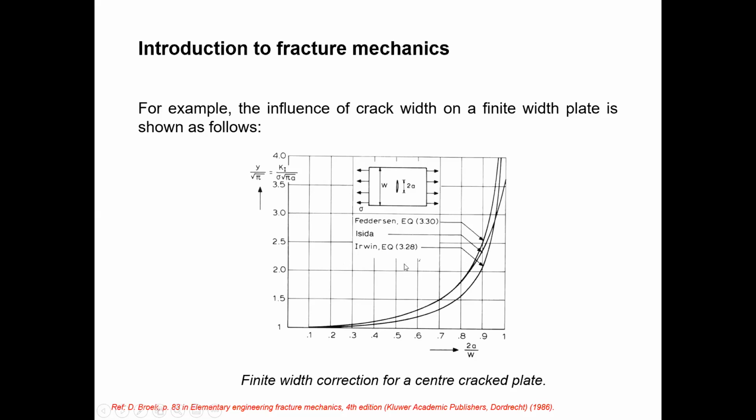In here you can see three different people, Pedersen, Sida and Irwin. Those three give three models for 2A divided by W. That means the ratio between this length and this length, the crack length divided by the width. Even though the crack length is the same, when we change the width, that ratio will change. And even though the width is the same, the crack length 2A can change. If the crack length is very small, the ratio will be very small.